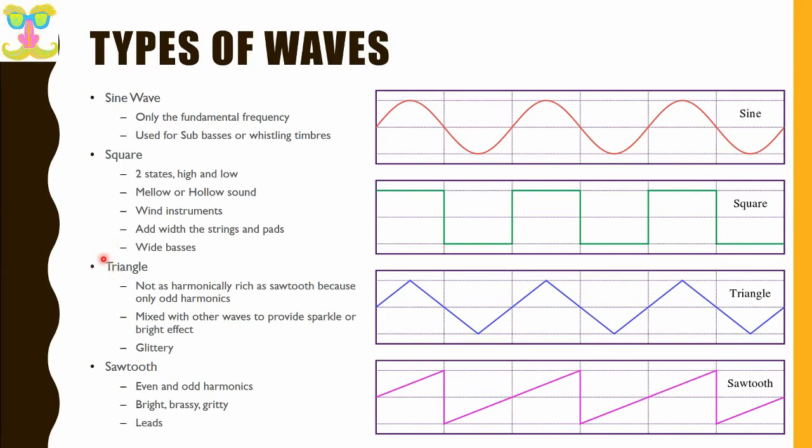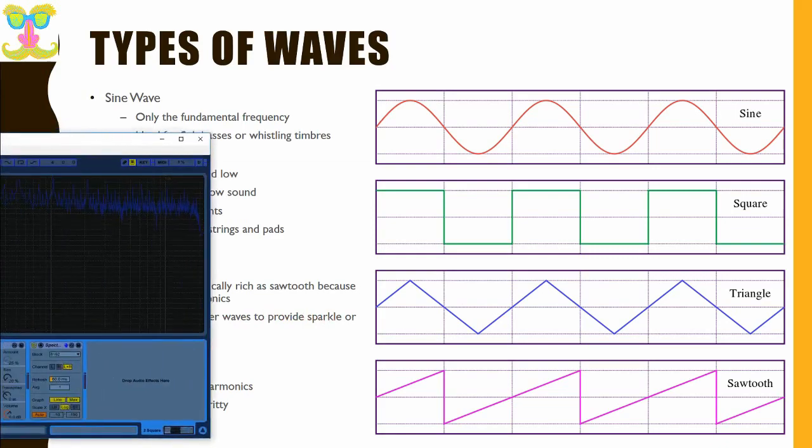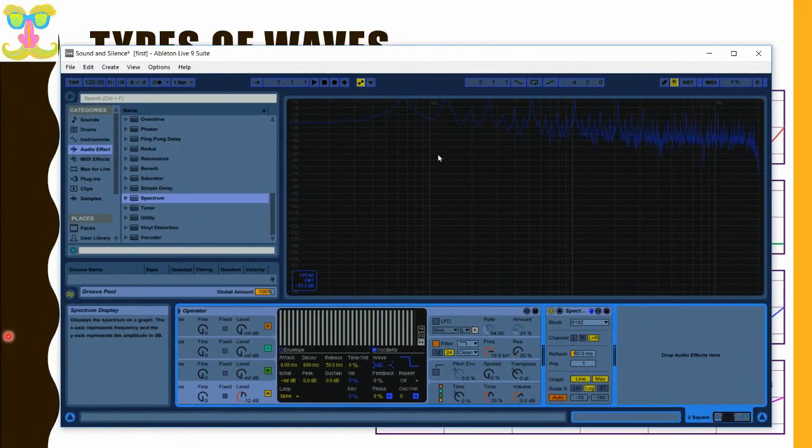Next is a triangle. The triangle is a lot like a sine wave and sawtooth, but it's not as harmonically rich as a sawtooth because it only has the odd harmonics, while a sawtooth has even and odd harmonics. Triangle waves are mixed with other waves to provide sparkle or bright effect, and it is also glittery. So I'll demonstrate a triangle wave.